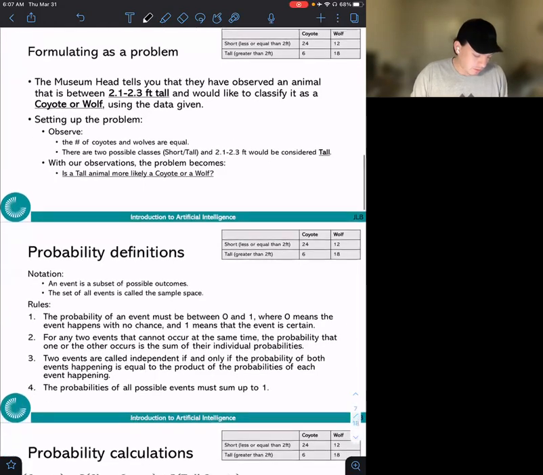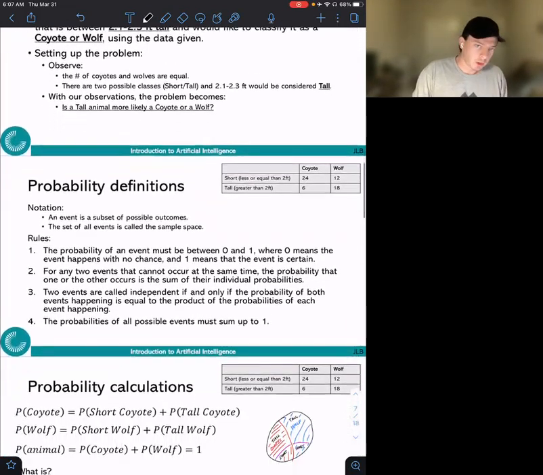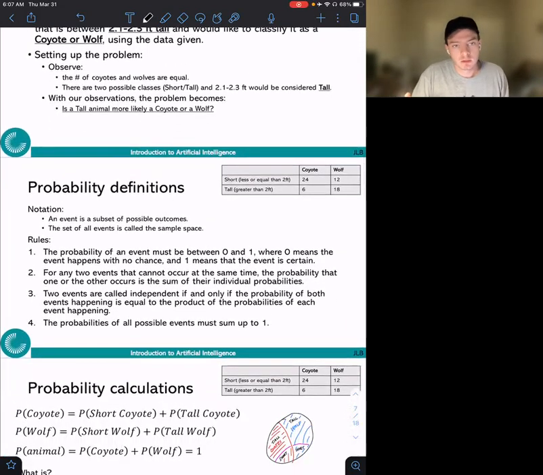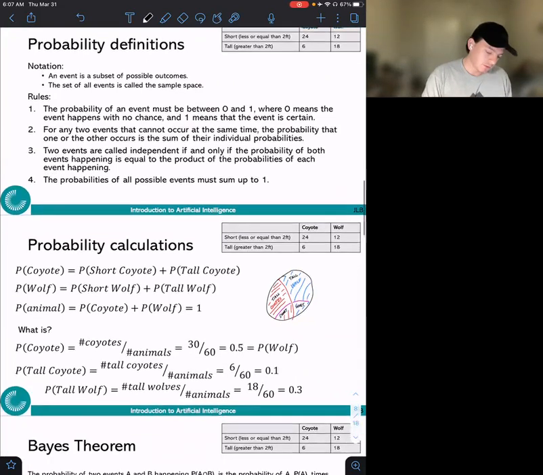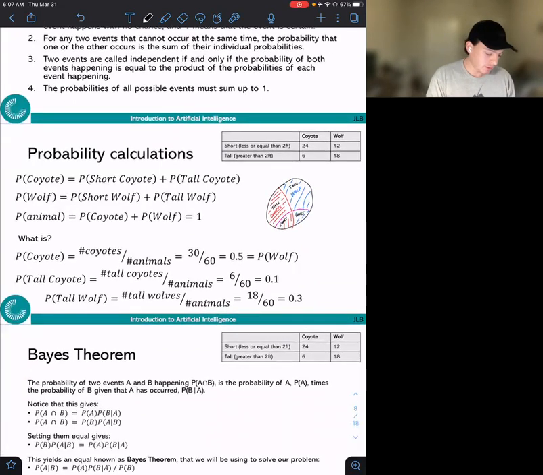So we'll go ahead and hop in right where we left off with the probability definition. We went over the notation and rules, and now we'll apply it with a short example with the wolves and coyotes that we've been talking about. Same data set the museum gave us. We'll be applying rule 2 to the individual probabilities, as you can see listed here.